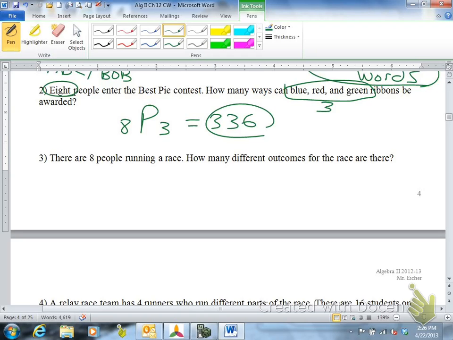And then last one, then I'll let you try a couple. There are 8 people running in a race. How many different outcomes for the race are there? So how many different outcomes? All 8 people are finishing. So you have 8 people, and you're permuting all 8 of them. You could also think of it as 8 factorial.